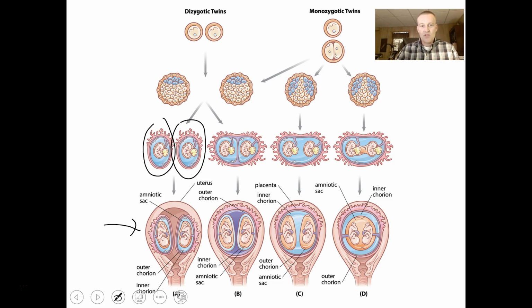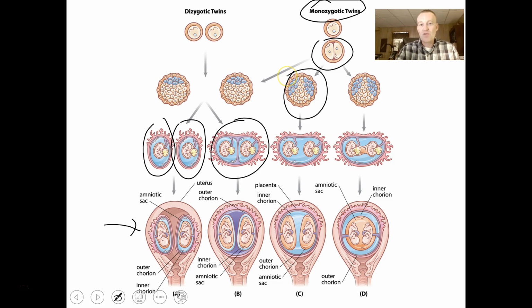In the monozygotic twins, you only have one egg cell, and sometimes the inner cell mass will separate. The babies will share the same placenta. Sometimes the inner cell mass will separate a little bit later, and you can be inside the same amniotic cavity. Sometimes they will do all different kinds of things.